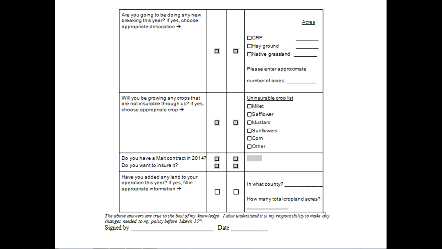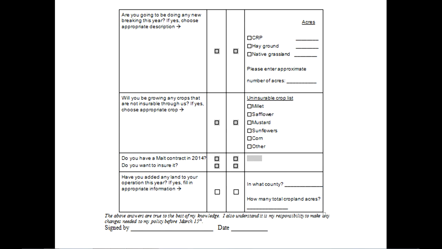If yes, fill in the appropriate information. This could be either lease ground that you picked up or land that you purchased. We need to know which county it's in, and then the total cropland acres. We can go up to 640 cropland acres, and you still would just get the simple average of all your other yields on your farm.